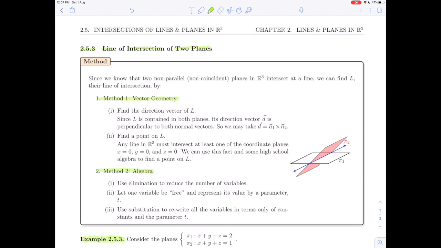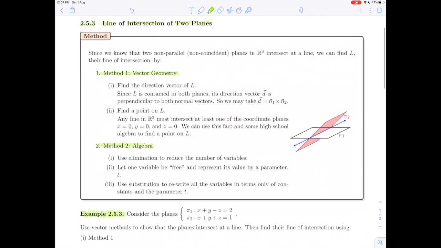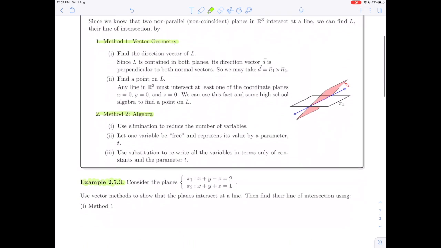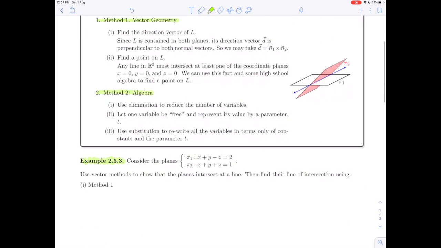So let's go ahead and read example 2.5.3. We're given two planes here, and we're asked first of all to use vector methods to show that the planes intersect at a line. And once we've done that, then we'll use method 1 to find that line of intersection.